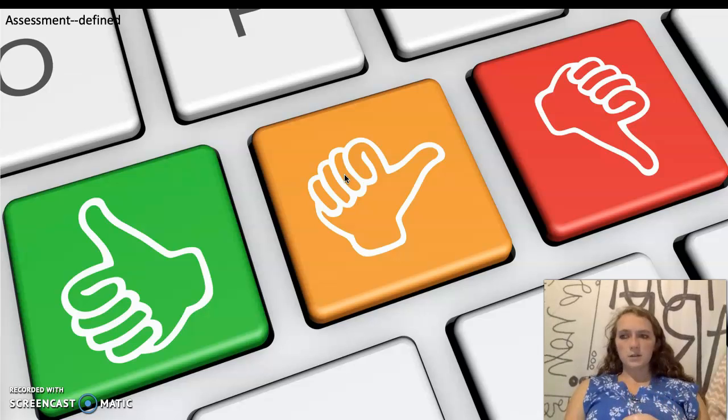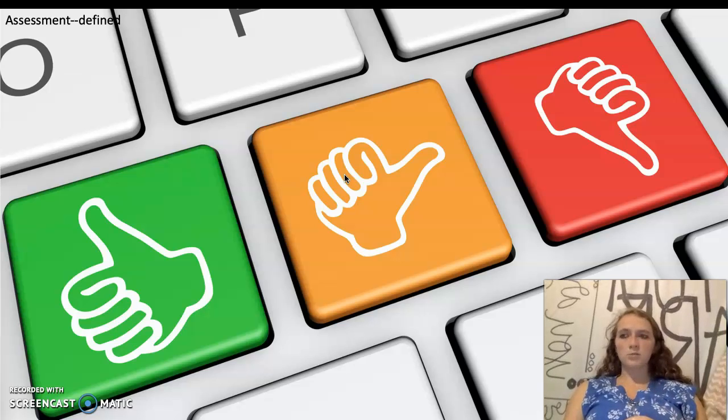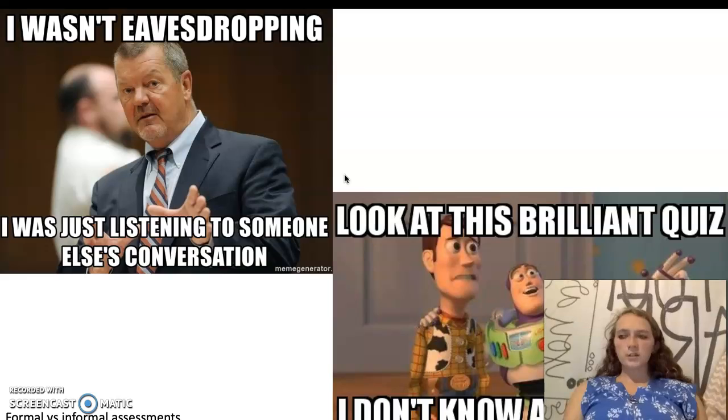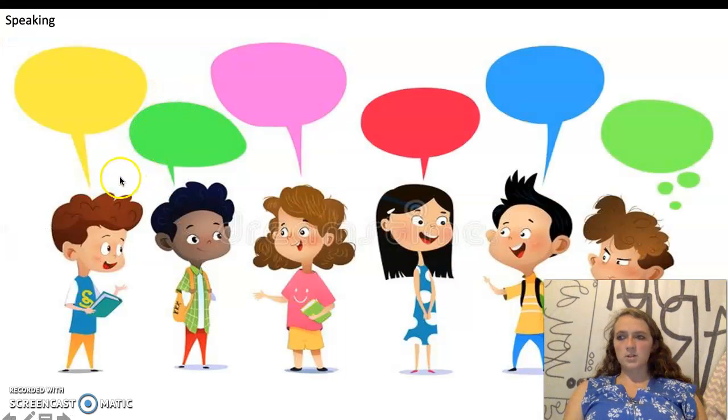We use these so that we assess students so we can eventually move them from being an ELL to a fluent English proficient student. There are 2 different kinds of assessments that are used for students: informal and formal assessments. Informal happens during the learning and formal assessments happen after. So pop quizzes, and for informal is listening in on conversations.